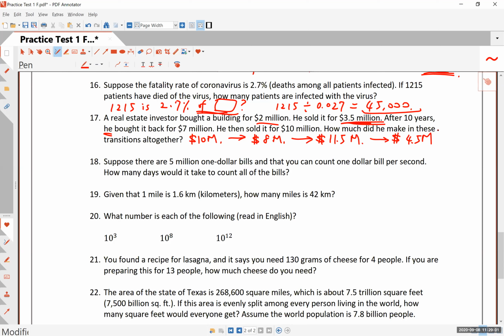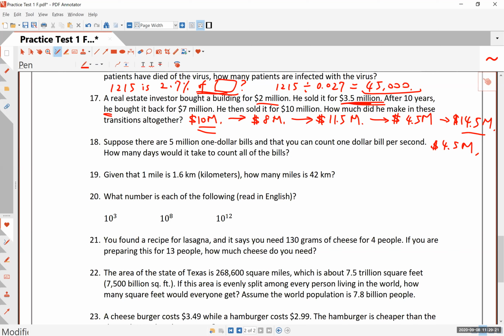And then he sold it back for $10 million. So that becomes $14.5 million. Okay, so what happened? Well, $10 million became $14.5 million. The answer is $4.5 million. And so that would be the answer to the question.